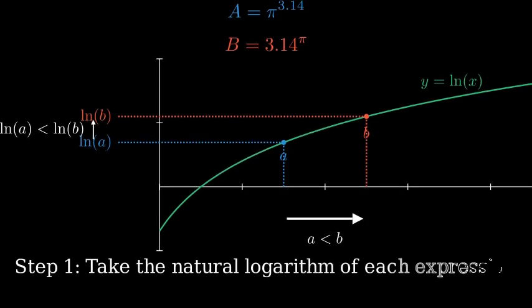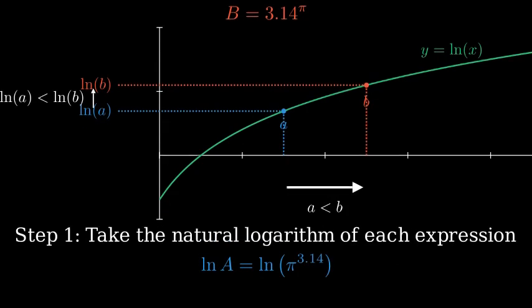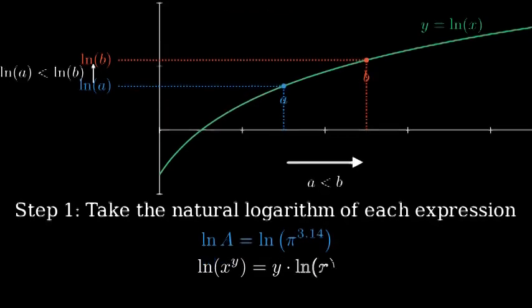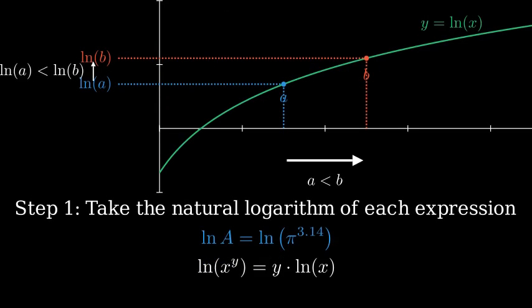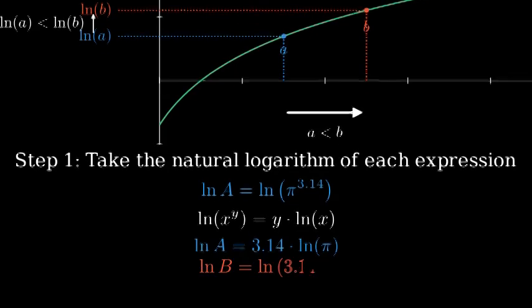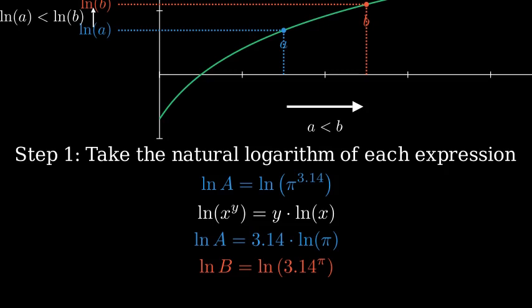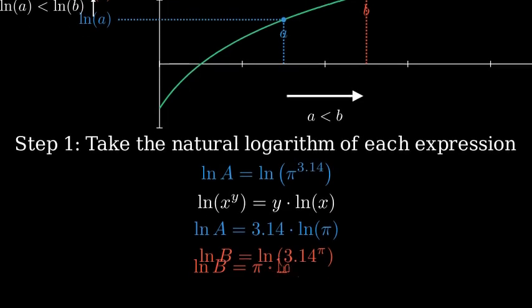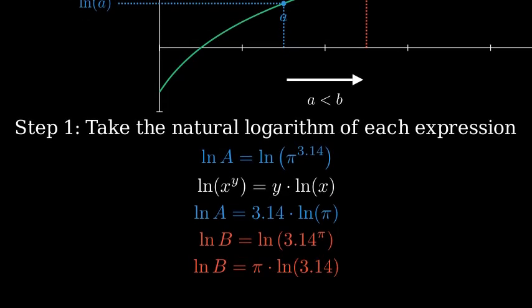Step 1. Take the natural logarithm of each expression. For a, which is pi raised to the power of 3.14, the natural logarithm of a equals the natural logarithm of pi raised to the power of 3.14. Using the logarithm property that ln of x raised to y equals y times ln of x, we get 3.14 times the natural logarithm of pi. Similarly, for b, which is 3.14 raised to the power of pi, the natural logarithm of b equals the natural logarithm of 3.14 raised to the power of pi. Using the same logarithm property, we get pi times the natural logarithm of 3.14.